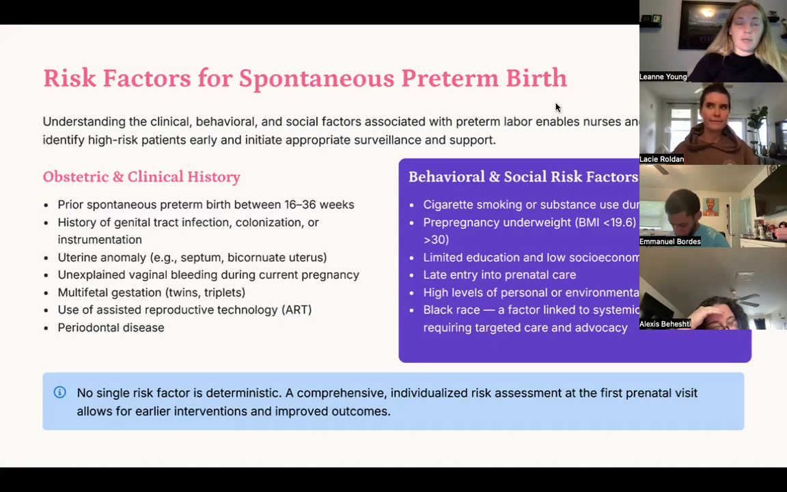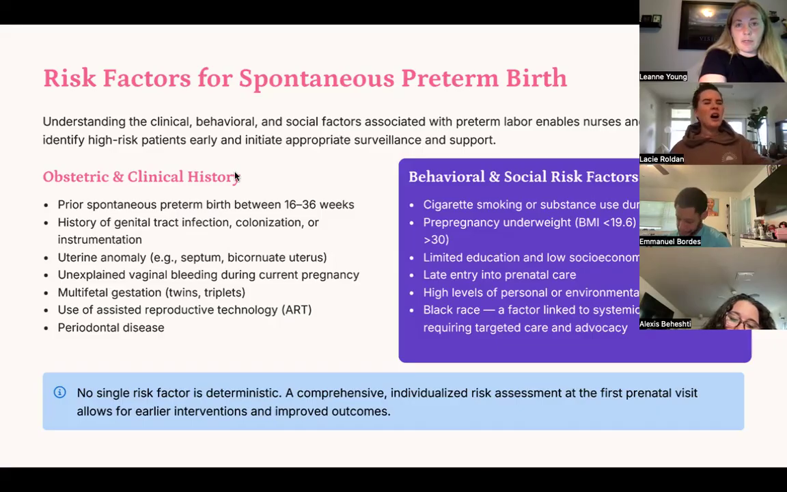So late entry into prenatal care, why is that dangerous? Because we don't know how this pregnancy is progressing. If the mom has a uterine anomaly, we don't necessarily know about it yet, right? Because she hasn't had any ultrasounds or scans done. So this can also increase our risk simply because we're not sure how this pregnancy is progressing. Like we mentioned before, high levels of stress can also increase our risk. So that's important to know.